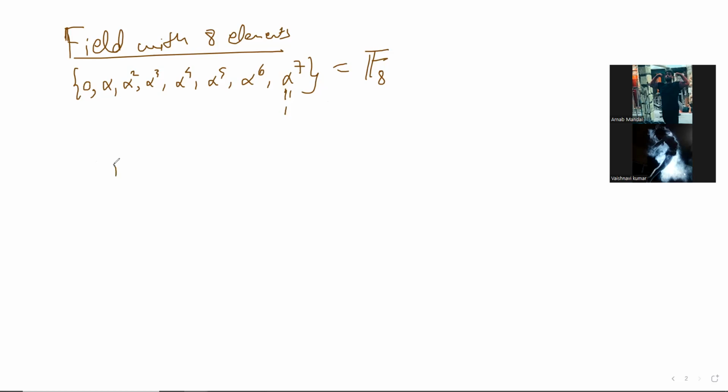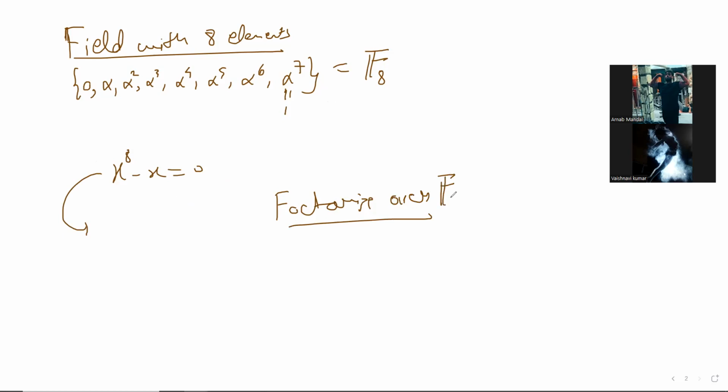It is not difficult because you know what is going on, right? You just have to take x to the power 8 minus x equal to 0, and factorize this over f2. I'm not going to do it. You will find a factor with degree 3, and it will be irreducible.